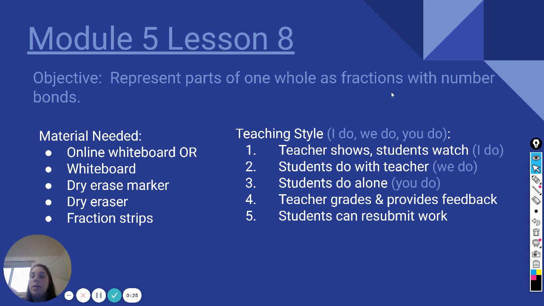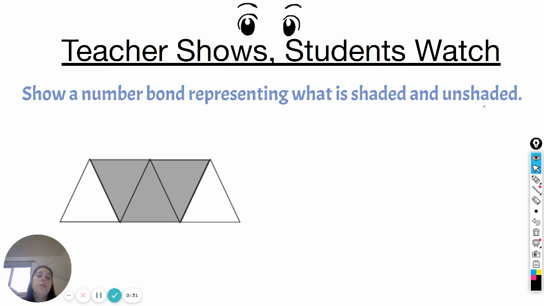And the teaching style we're going to follow is where I do it, we do it together, and then you do it on your own. First up, I'm going to show you an example of what we'll be doing today. It says, show a number bond representing what is shaded and unshaded. So yesterday, we practiced looking at fraction strips and counting what fraction was shaded and what fraction was unshaded.